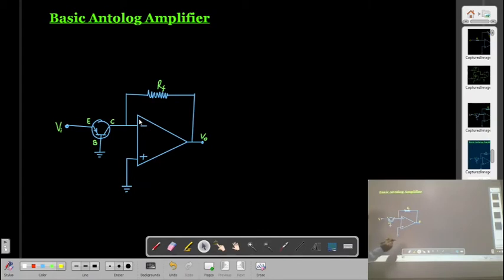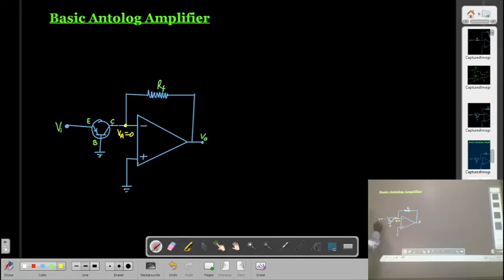Now once again you can see the non-inverting terminal is connected to the ground. It means the potential at this point is also 0. Virtual short will be there. So the potential at the inverting terminal will be 0. So the collector is connected to 0. Now here the base is also connected to 0. So the voltage between the base and collector is 0.